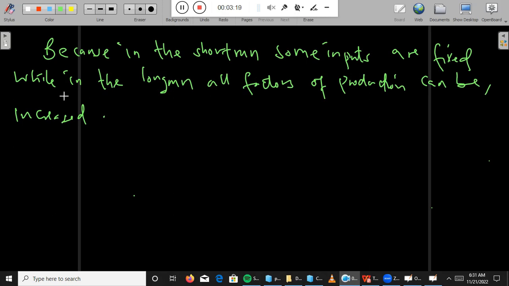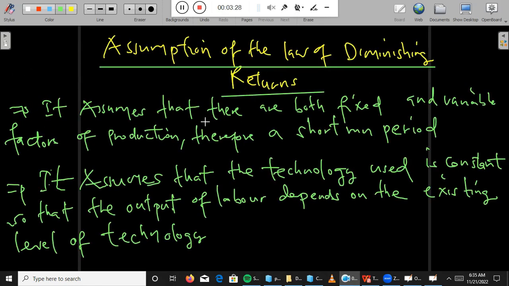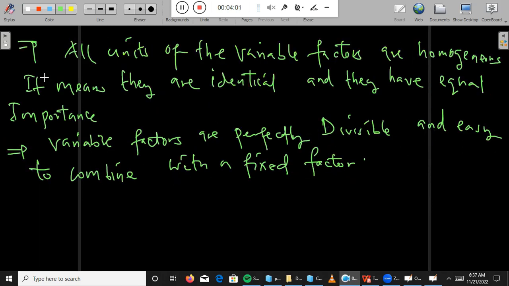So, as I told you earlier, diminishing returns occur due to the fact that one of the inputs is fixed and it is applied more in the short run. In the short run, there is only a single variable that varies, and other values are kept constant, so it is possible to apply diminishing returns. So let's look at the assumptions of diminishing returns.